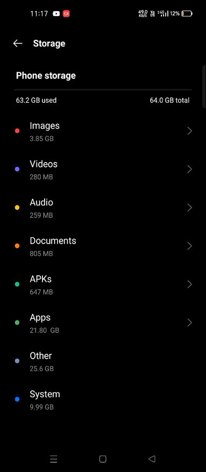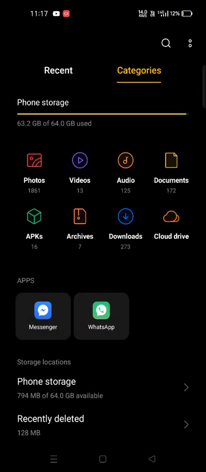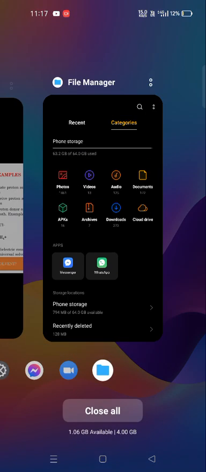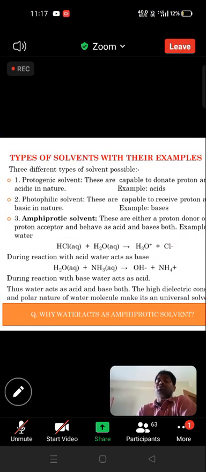Next, types of solvent with their examples. There are three different kinds of solvent. Protogenic, that means they are acidic. Protophilic, that means they can receive a proton, or proton loving. Amphiprotic solvent means they can either donate or accept a proton from another molecule. For example, water can behave as both a protogenic and protophilic solvent. In the presence of acid, water acts as a proton acceptor.